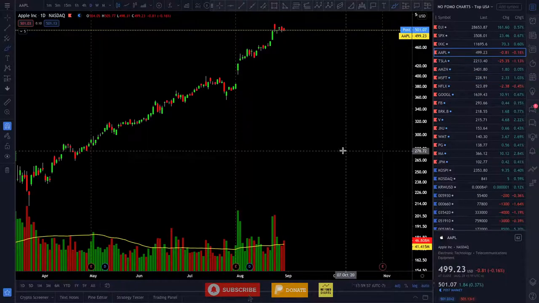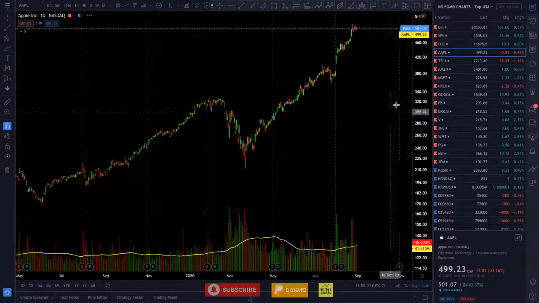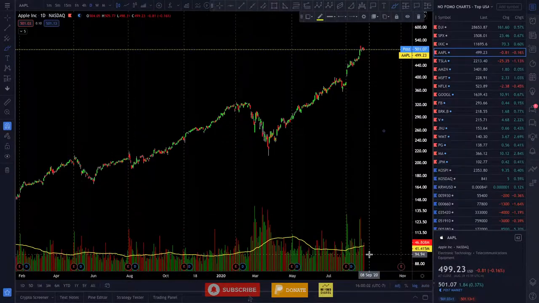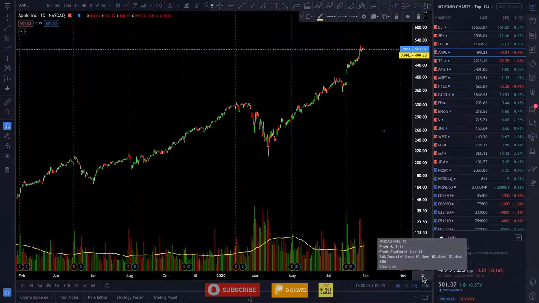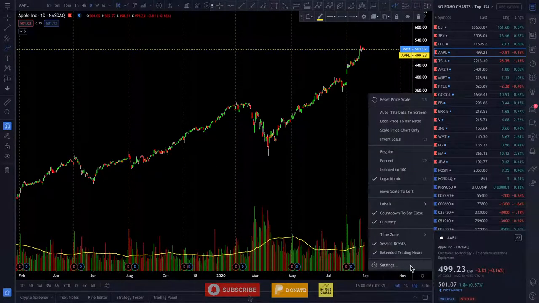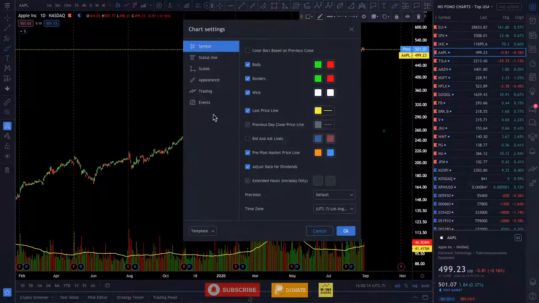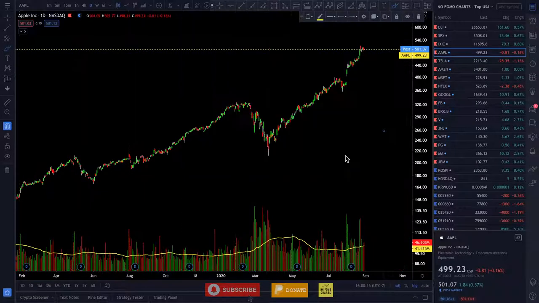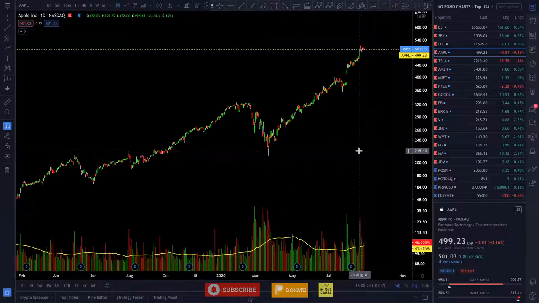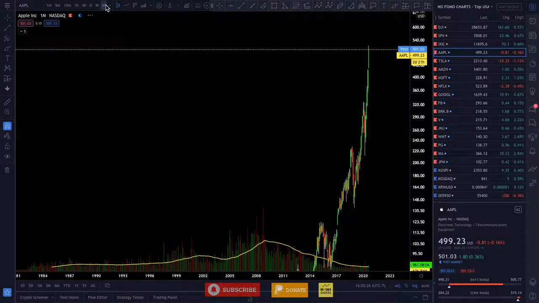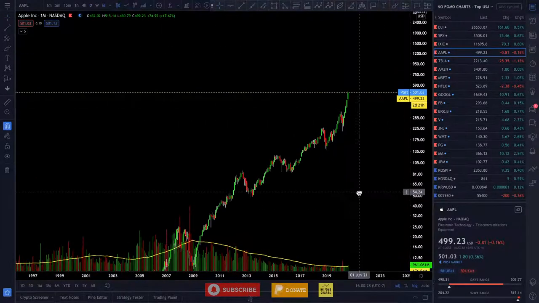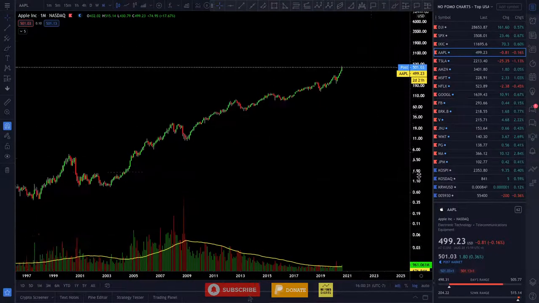Starting off with Apple. Apple, let's erase everything. All right, so first thing, these red vertical lines, these are the earnings breaks. So for now, let me just turn those off. There we go. It looks a little messy with those on the chart, but really need to pay attention to those a lot though.